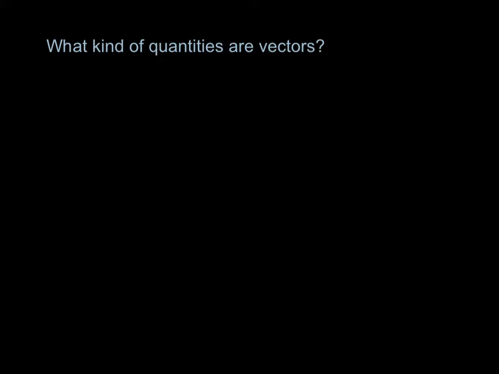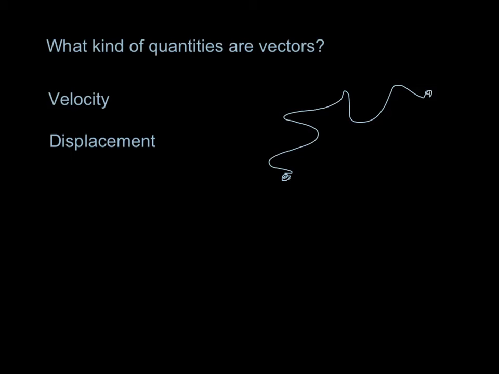We're going to talk about vectors, but what kind of quantities actually are vectors? Well, one type is velocity. Velocity is basically your speed in a certain direction. Another is displacement. How far are you from where you started? So if I start here and I go, my displacement is from where I started to where I ended. It's how far and in what direction. So generally there's an angle associated with it. How far and what direction am I from where I started?